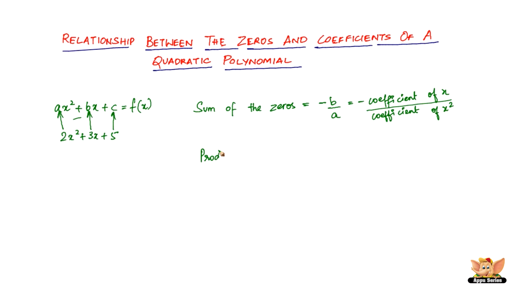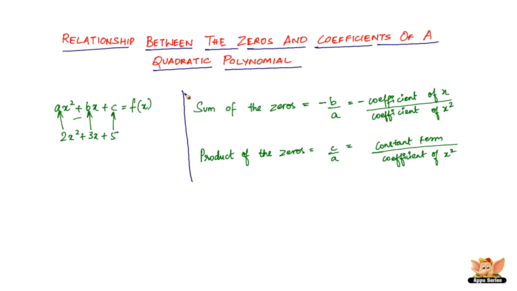And the next one is the product of the zeros. Product of the zeros equals c by a. That is nothing but the constant term, c, divided by the coefficient of x squared. So these are the two ratios that you need to remember as far as the relationship between zeros and coefficients of a quadratic polynomial is concerned.